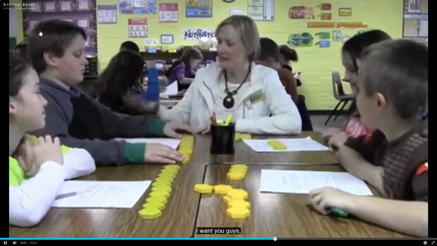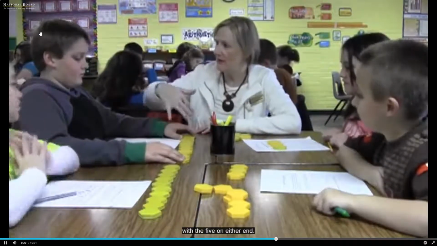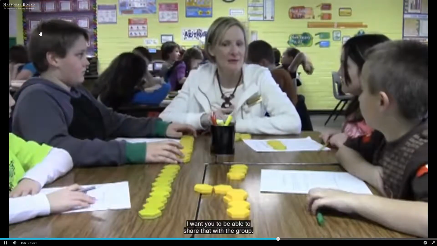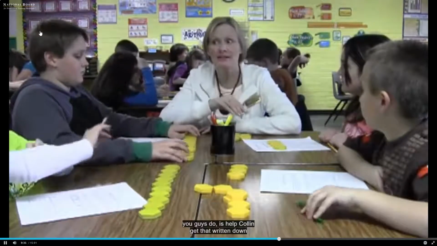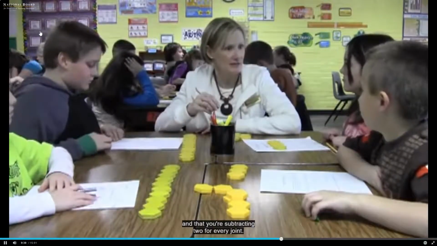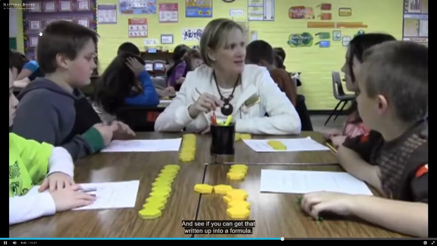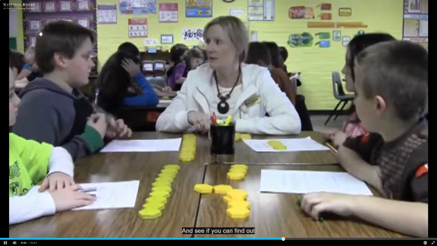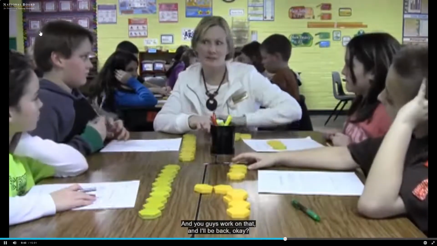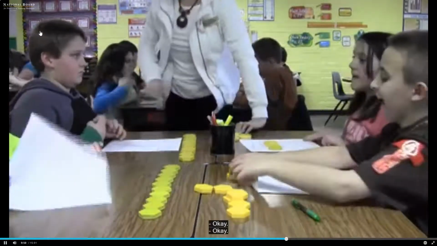I love that formula you figured out with the 5 on either end. That's perfect. I want you to be ready to share that with the group. The next thing I want you guys to do is help Colin get that written down where you're counting the number of joints and that you're subtracting 2 for every joint, and see if you can get that written up into a formula, and see if you can find out the perimeter of the 100th train too. You guys work on that, and I'll be back. Okay? Okay, great. That's awesome.